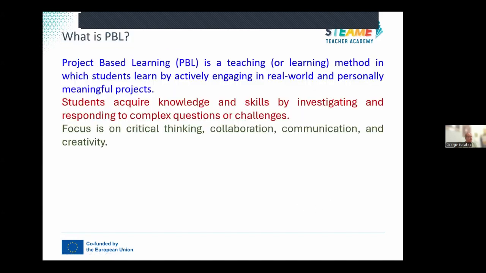Well, project-based learning, you see, is a teaching or learning method in which students learn by actively engaging in real-world and personally meaningful projects. Students acquire knowledge and skills by doing some investigation in the real problem we set to them, and they have to respond to complex questions or challenges. And this teaching approach is focusing on critical thinking, collaboration, communication, and creativity.